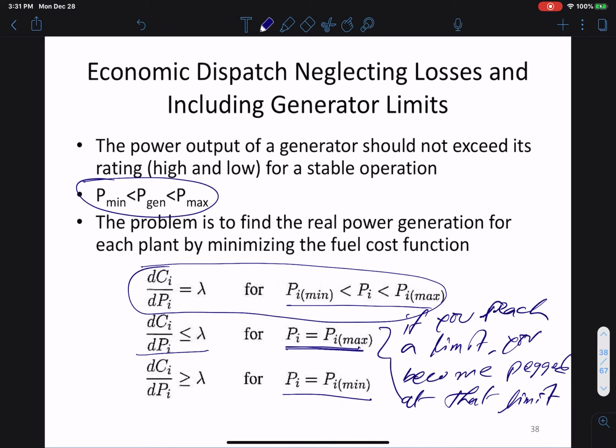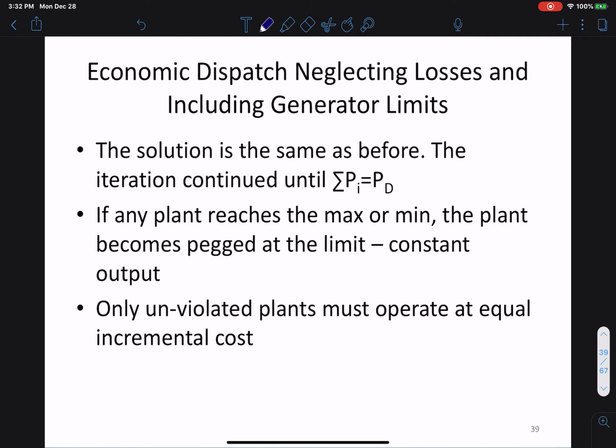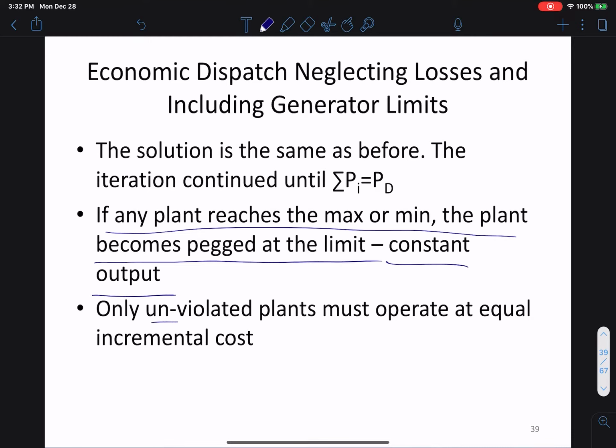All right, so let's talk about this. It's the same thing here. You always look at your power generation, which should be equal to power demand, and you always check delta P. When delta P is 0, you reach the solution, right? So again, if any plant reaches the max or min, the plant becomes pegged at the limit with constant output, and only unviolated plants must be processed in the solution of the iteration.